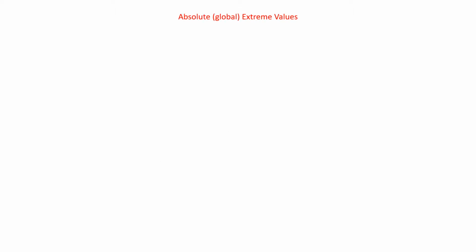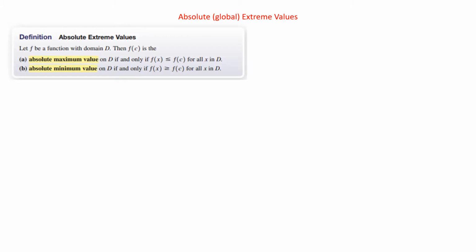So the first thing we're going to look at is the absolute extreme values, which are also called global extreme values. Global just because it's the extreme value of the entire graph, of the entire thing within the domain we're looking at. And so our definition of an absolute extreme value is this. You can read it. It basically says that the absolute maximum is the biggest thing the graph can get to. The absolute minimum is the smallest thing a graph can get to.